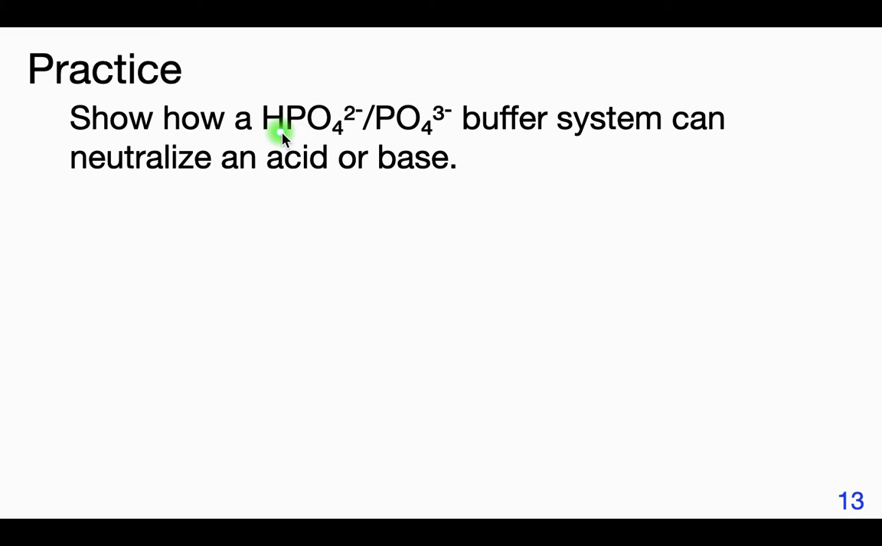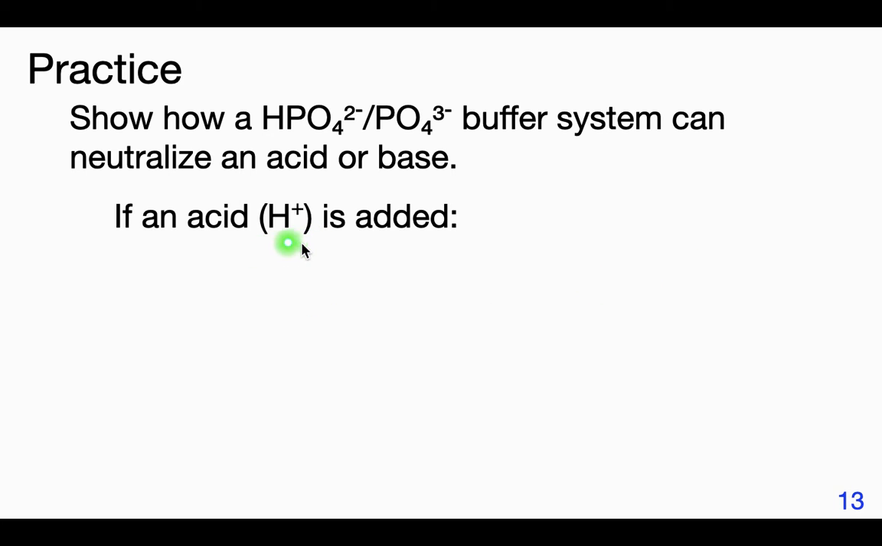Again, I know you want some practice. So show how the biphosphate and phosphate buffer system can neutralize an acid or a base. So what you want to do is, just like I just did, use the hydrogen ion to represent an acid. How would it react? What would it react with and what would it form? And then the hydroxide ion to represent a base. How would it react with either one of these and what would form? You have a homework problem just like this. So I will do it in 5, 4, 3, 2, 1.